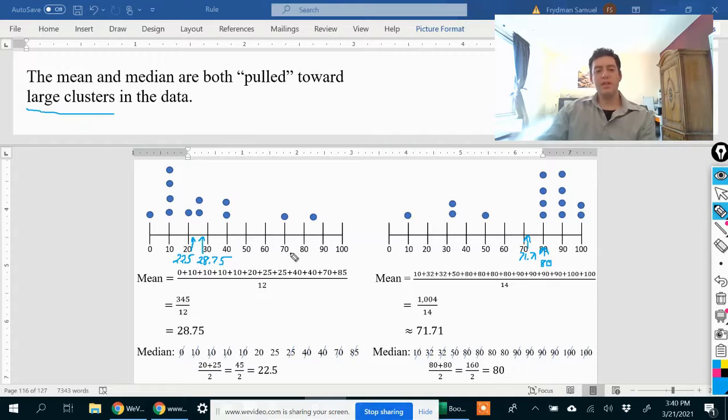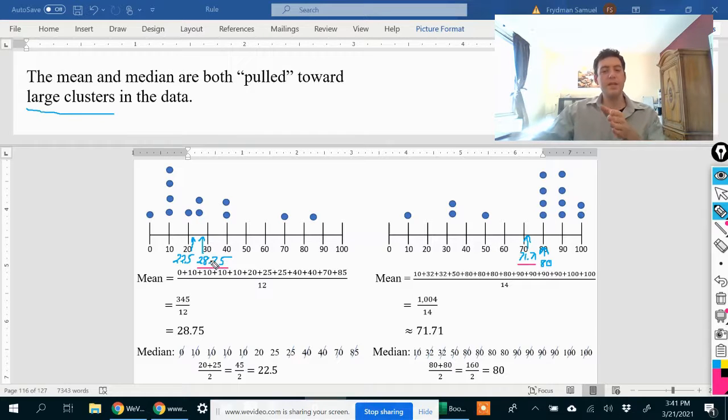Okay, so you can see that both the mean and the median were pretty close to that cluster where most of the dots are located, okay, in both cases. Now, something else that you might notice is that the mean in both cases, let me underline the means here. This was the mean for this one, and this was the mean for this one.